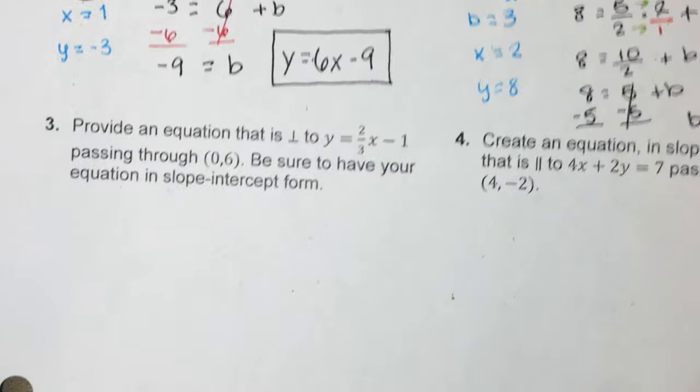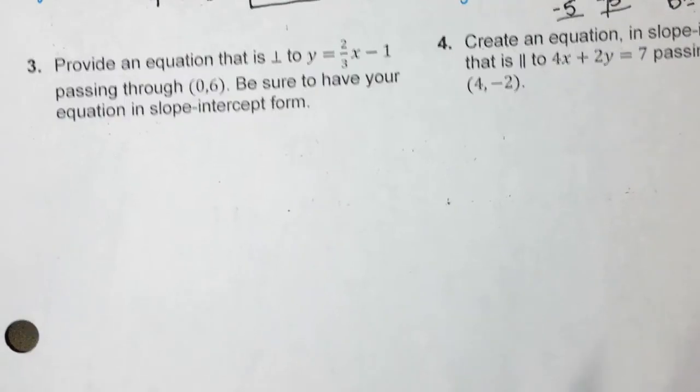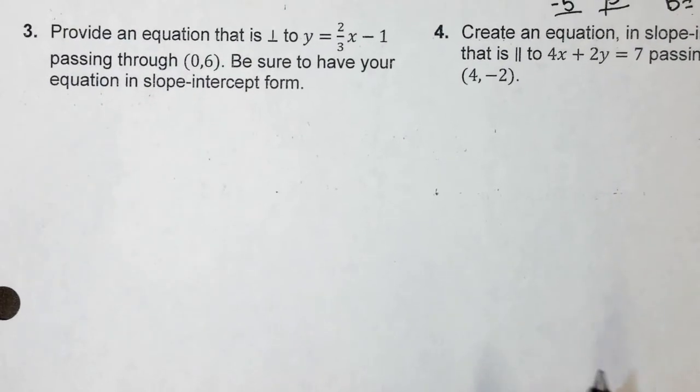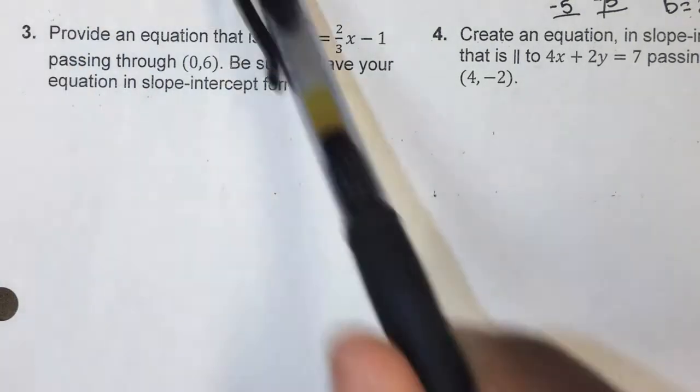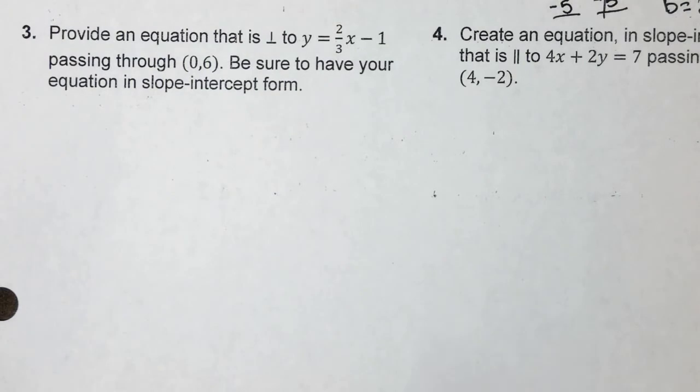Number 3. So it's like I said, same question, just asked a different kind of way. It says provide an equation that is perpendicular, they use a symbol this time, to y equals 2/3x minus 1, passing through (0, 6). Be sure to have your equation in slope-intercept form. So this time they wrote it all the way out instead of just crudely saying what they wanted you to do.